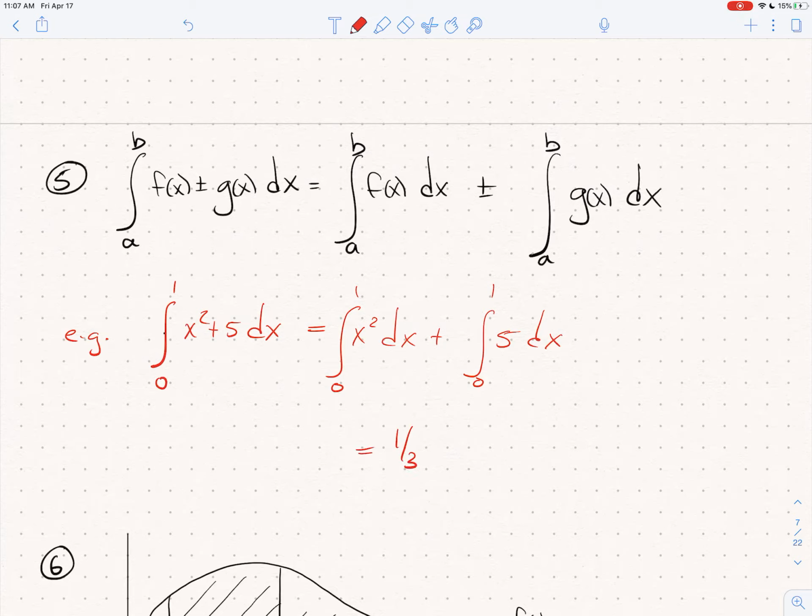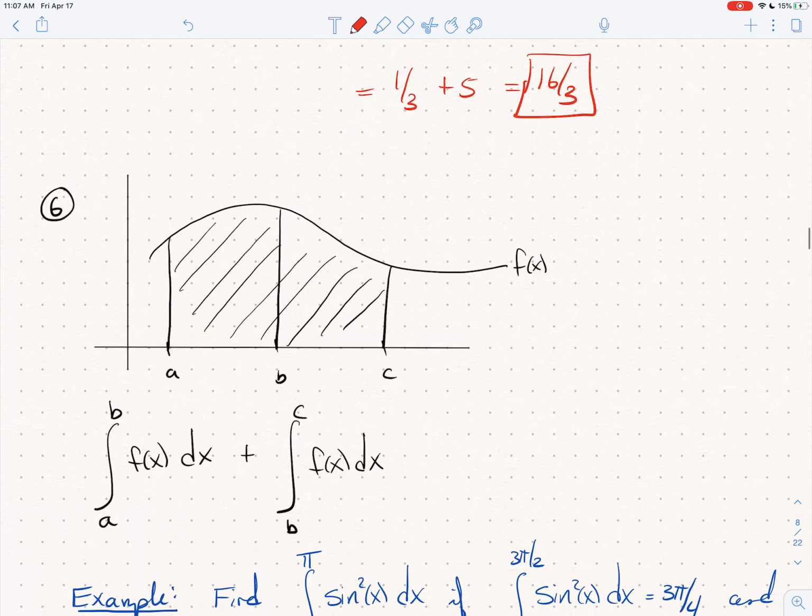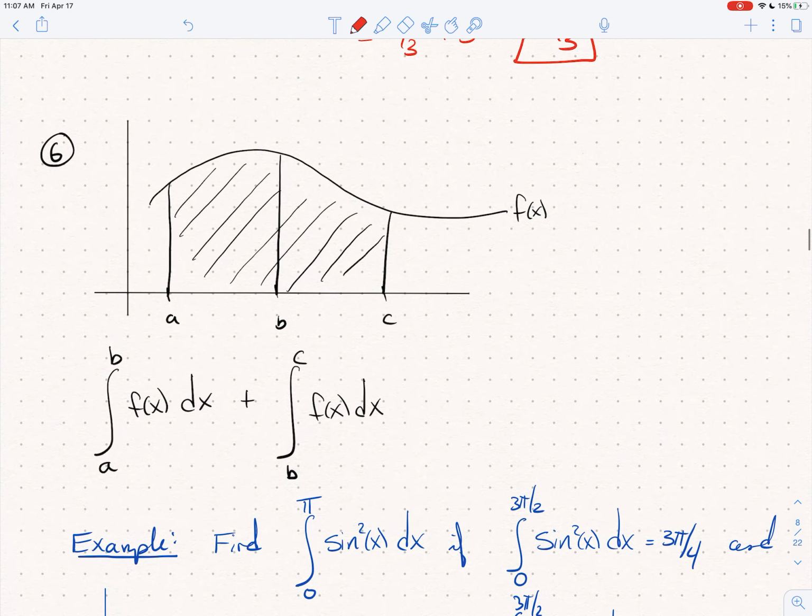The integral from 0 to 1 of x squared is a third. The integral from 0 to 1 of 5 is just 1 times 5, which is 5. So we end up with 16/3. So you can compute integrals over sums or differences by breaking them up. All right, the next one is kind of interesting.